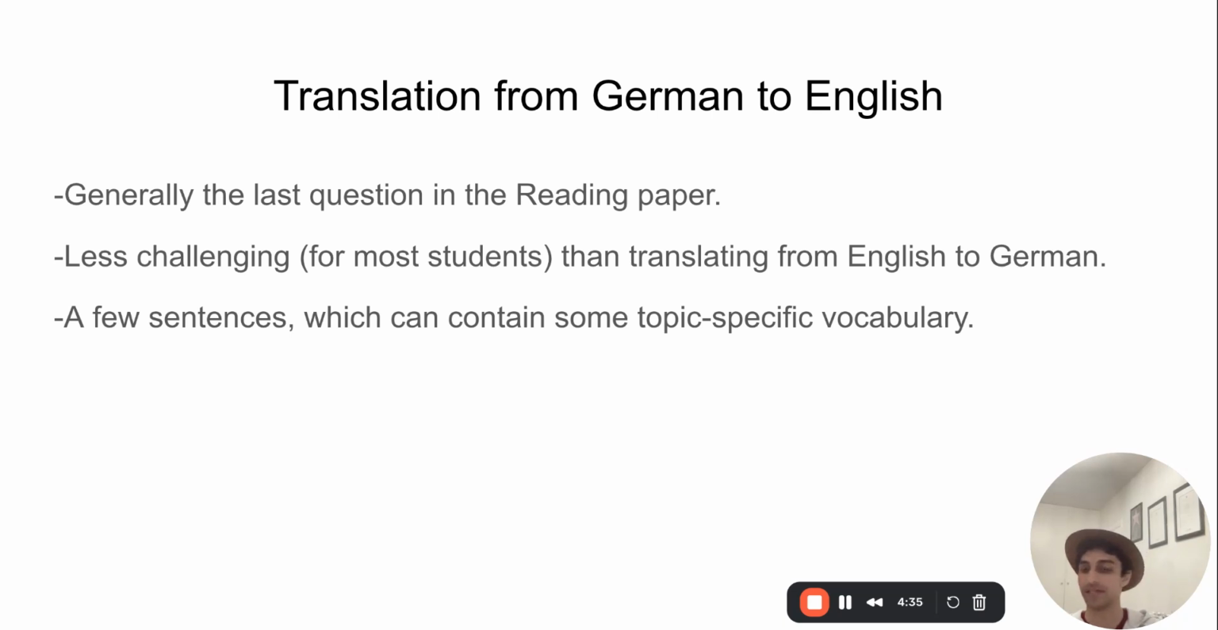Within those sentences, of course, there can be some topic-specific vocabulary. That is to be expected, whether you're translating German to English or English to German. So don't forget to revise topic-specific vocabulary and try to cover all of the topic areas when you revise your vocab too, so that you're not caught out if it's a harder topic that comes up or a weaker one for you in the translation sections.